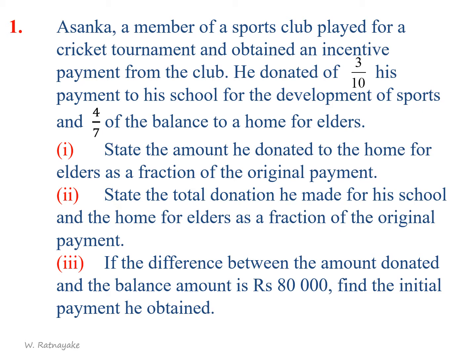First part: state the amount he donated to the home for elders as a fraction of the original payment. The fraction he donated to the home for elders is 4 upon 7, but it is not of the original payment, it is of the balance. The donation for school is 3 upon 10, so the balance is 7 upon 10. This 4 upon 7 is out of that 7 upon 10.